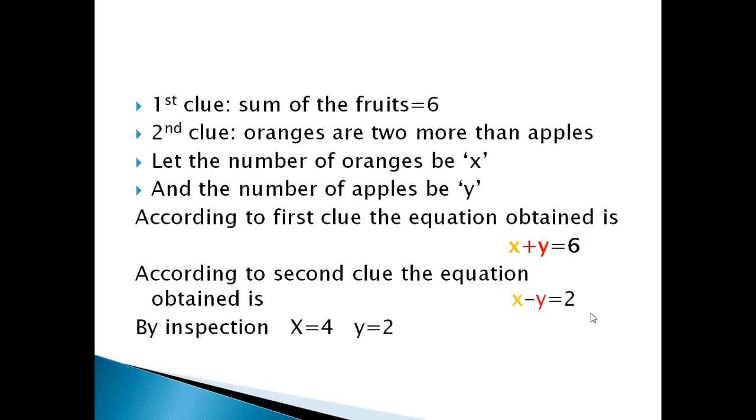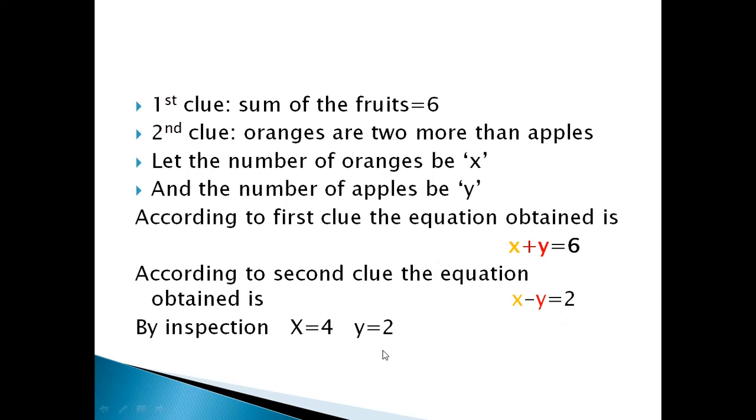Linear means, observe, these variables are first degree. Is it clear? They are linear. With two variables means here x is one variable and y is another variable. That's why we call this type of pair of equations a pair of linear equations with two variables. Okay. So if we solve these two equations, we are getting the answer for that one.